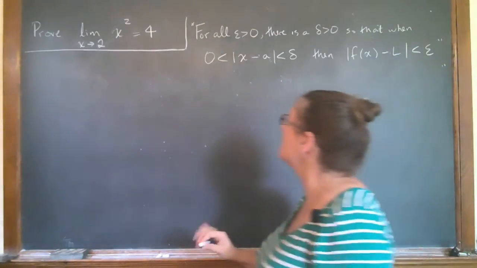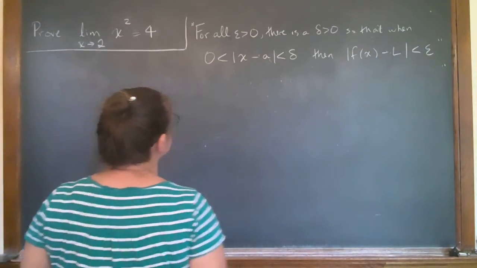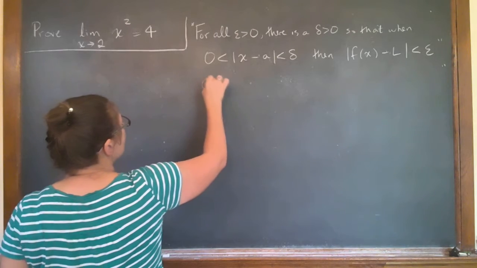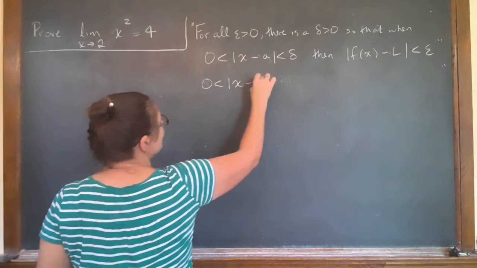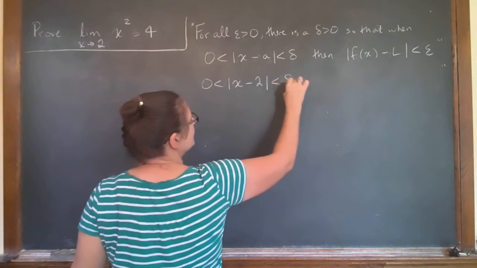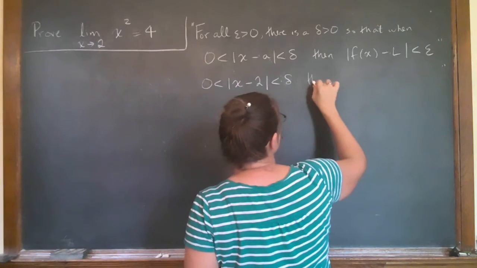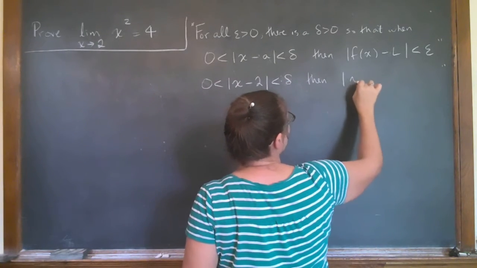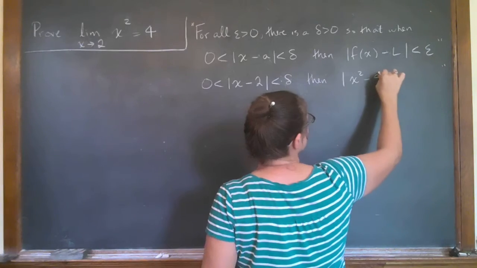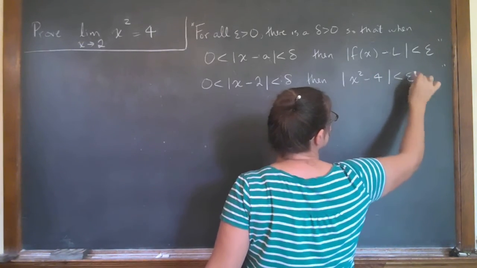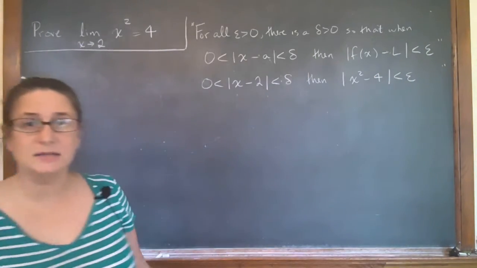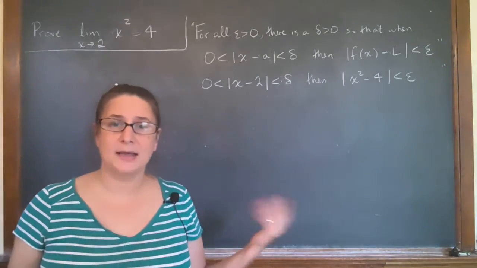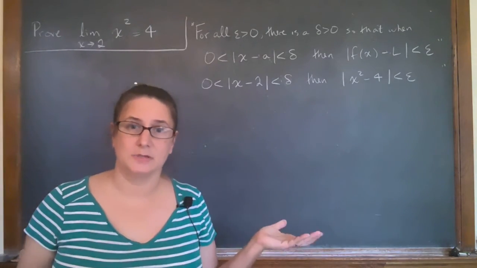So what is this? What am I going to prove? I'm going to assume, or I'm going to start out with the absolute value of x minus 2 being less than delta, and then I'm going to show that the absolute value of x squared minus 4 is less than epsilon. And I'm going to use that to figure out what that relationship has to be between the delta and the epsilon.